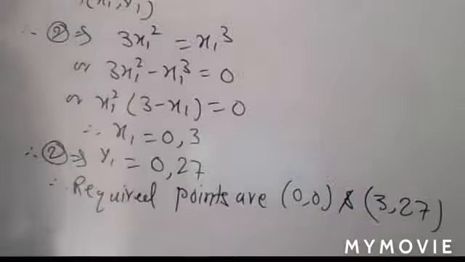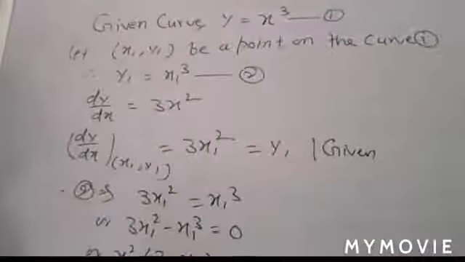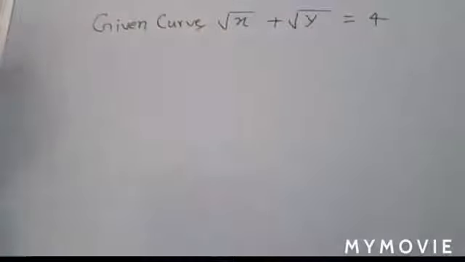Now you write the next question. Find the coordinate of the point on the curve root x plus root y is equal to 4, at which the tangent is equally inclined to the axis. Okay, axis.